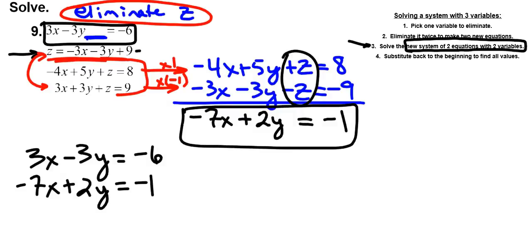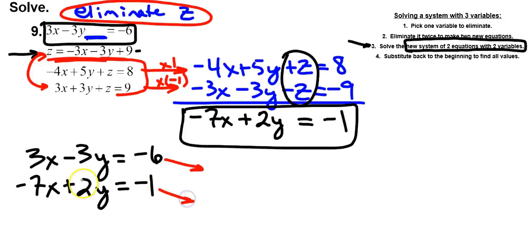I'm going to probably choose to eliminate y in this case. It just seems to be a little bit easier. The 3 and the 2 are obviously probably going to be a little easier to work with than 3 and 7. You don't have to do it that way. It's just what I'm choosing to do in this particular problem.